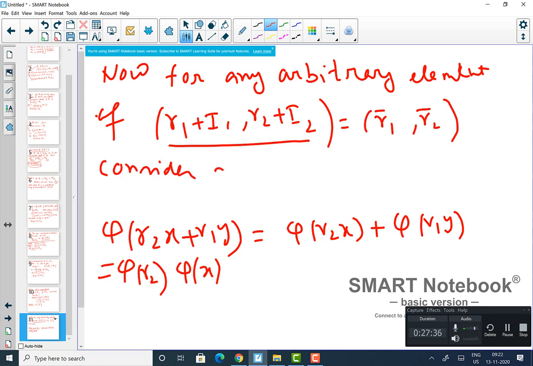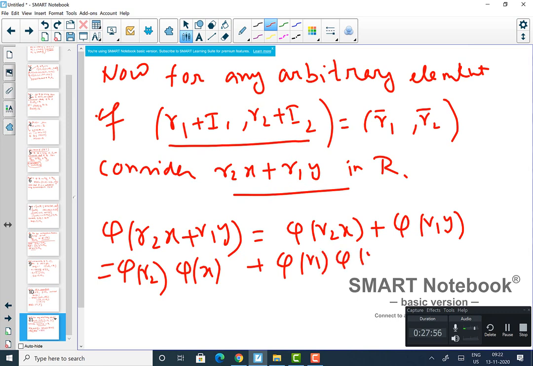Consider the element r2x plus r1y in R. See, this is in R actually. The image of x is actually (0 bar, 1 bar). X is not (0 bar, 1 bar), right? So this is phi of R1 and phi of y, right?